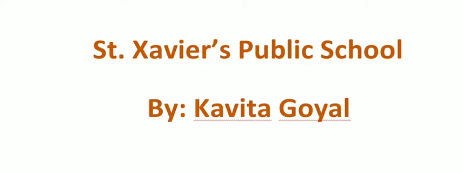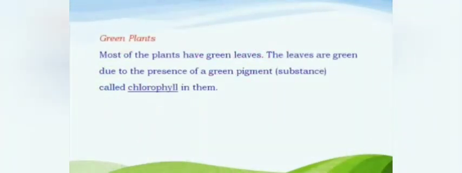It is the second chapter of your book, so without further ado, let's start our new topic of science. Let us learn about green plants. Most of the plants have green leaves. The leaves are green in color due to the presence of a green pigment or a substance called chlorophyll in them.